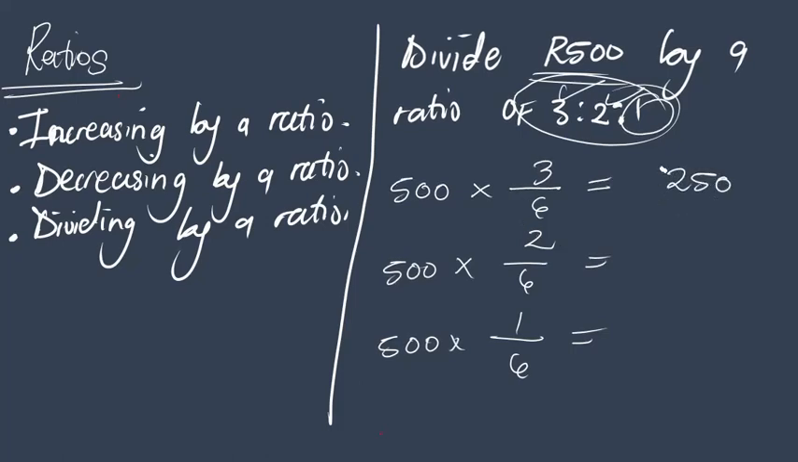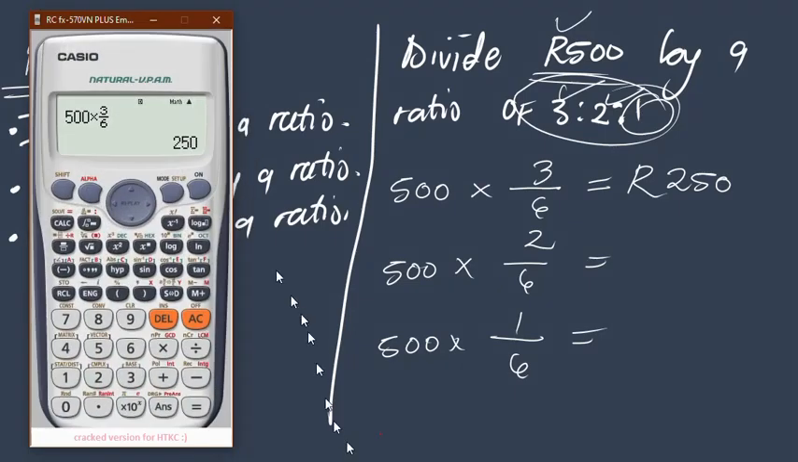250. I was measuring my units with what? With rands. So I'll put rands there. See that? Don't forget to write the units. Then I go back again. This time I want the numerator of 2 because now I'm on this part here. Put 2 there, equal sign.